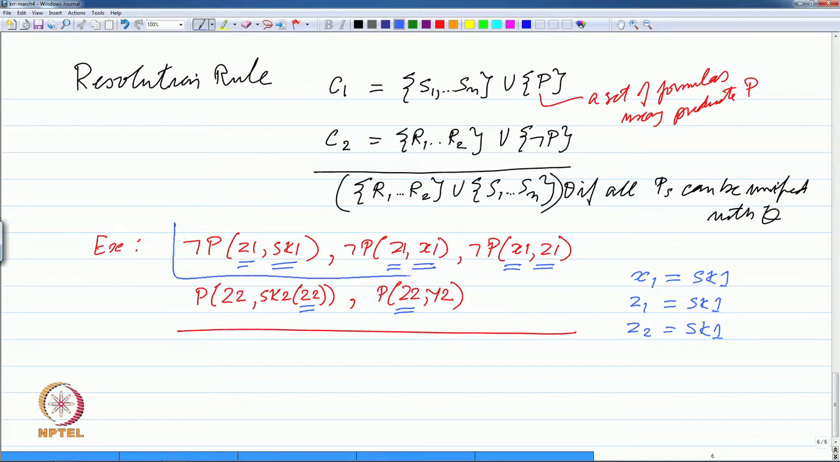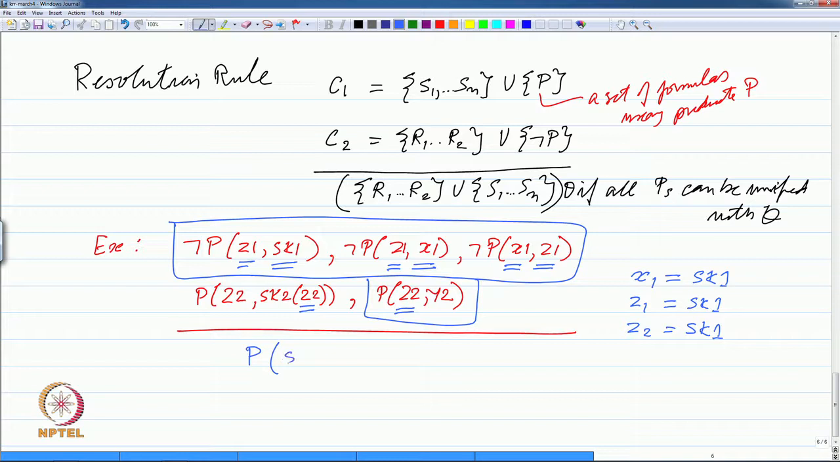and this set of 3 literals will cancel one literal from the second clause, and what we will be left with is only this one literal from the second clause which will say P sk1, because we have substituted that in sk2 and z2 is sk1. So, this comes from here and this whole thing comes from here.